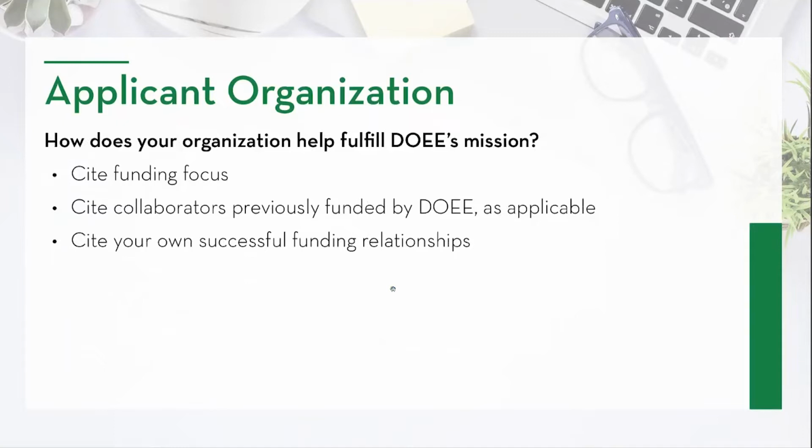Also, provide a few sentences on how your organization is aligned with DOEE's mission. Have you worked with another organization that DOE has funded before? Who else has successfully funded you in the past? You should cite this information to help the review team better understand your value to the project and to DOE's mission.